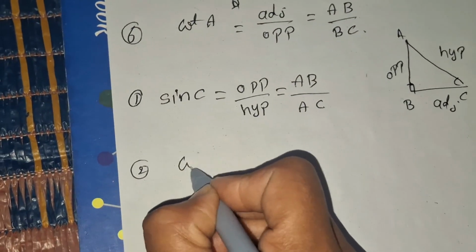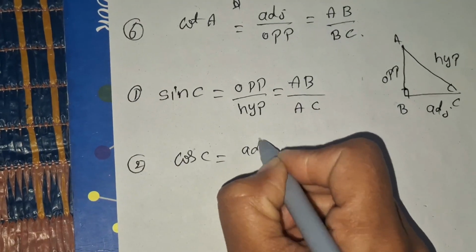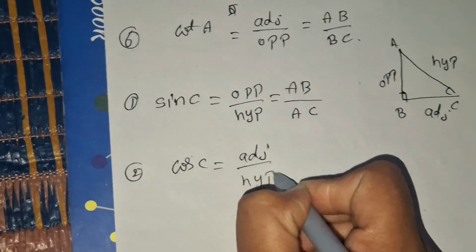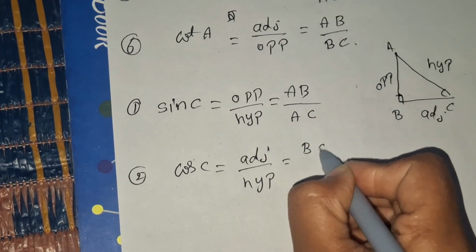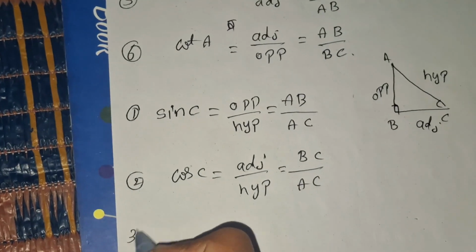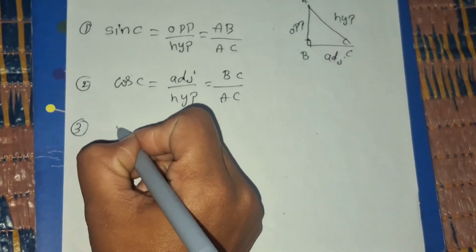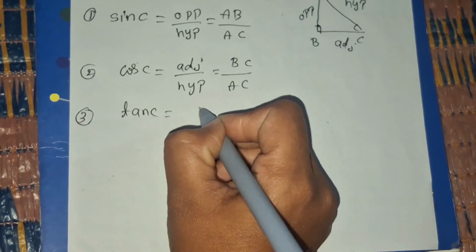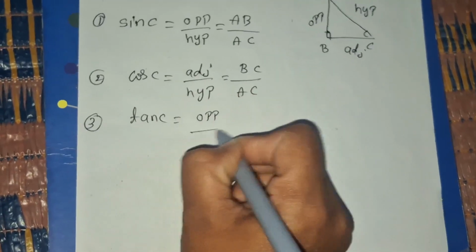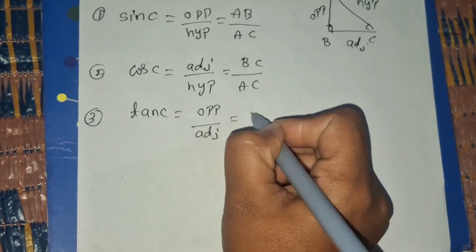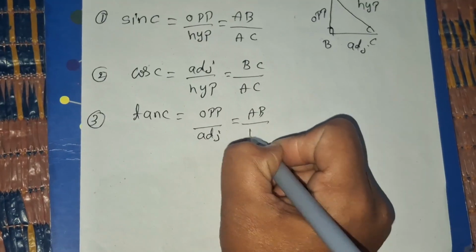Like that, same. Cos C. What is cos C? Adjacent by hypotenuse. Write down what is adjacent. BC by AC. Then the third one is tan C. Tan C is what? Opposite by adjacent. What is the opposite side? AB. Adjacent side is BC.